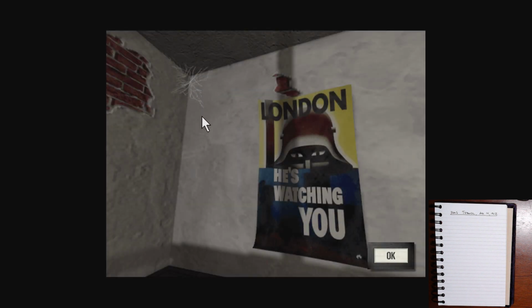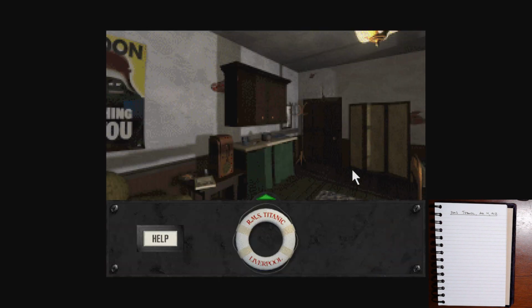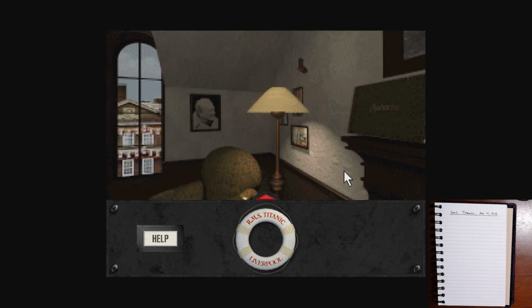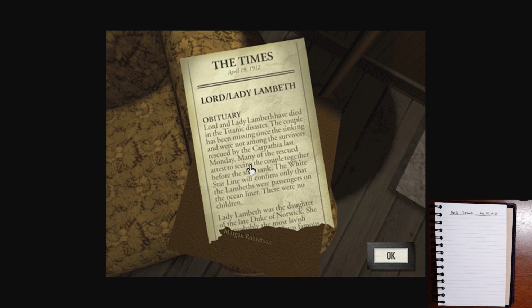Some cobwebs here up in the corner of the flat. And London, he's watching you. So make sure you support the war effort. I'm just gonna look around my living quarters here. The Wreck of the Titan, or Futility, by Morgan Robertson.